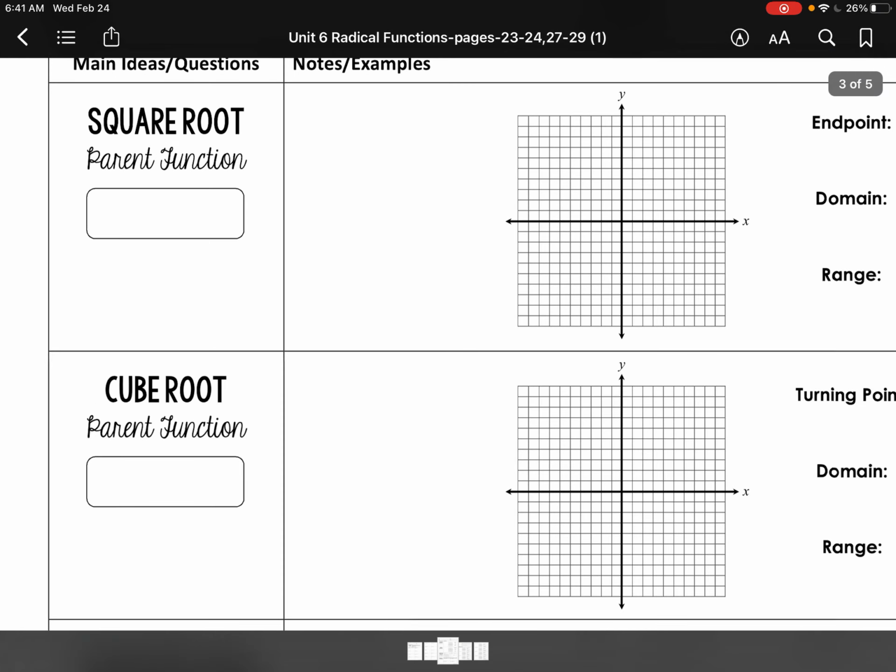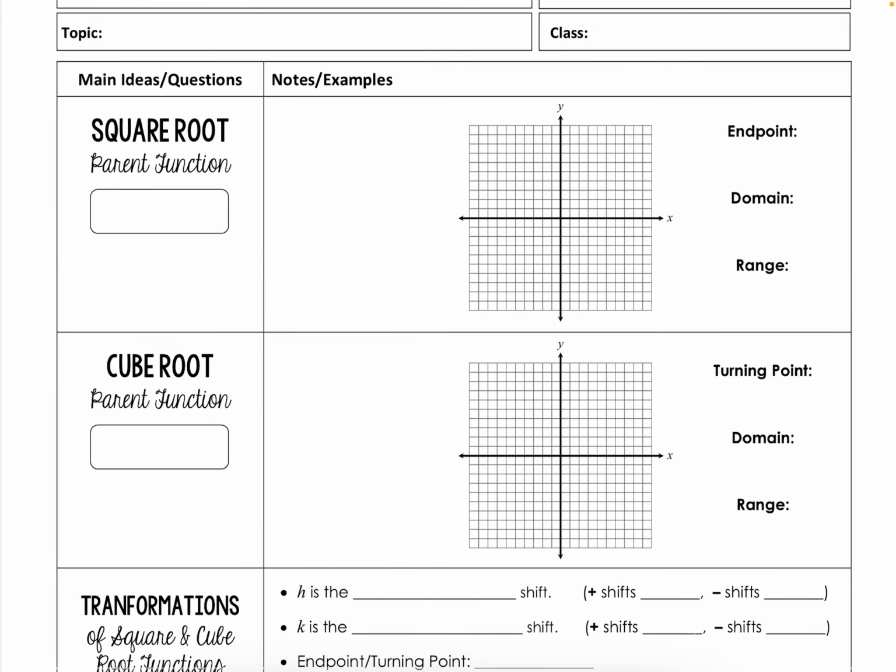All right, so today we're working on graphing radical functions. If you're in class, the sub should have given you this worksheet, and if you're at home, you will find this worksheet attached to the same announcement where I posted a link to this video.